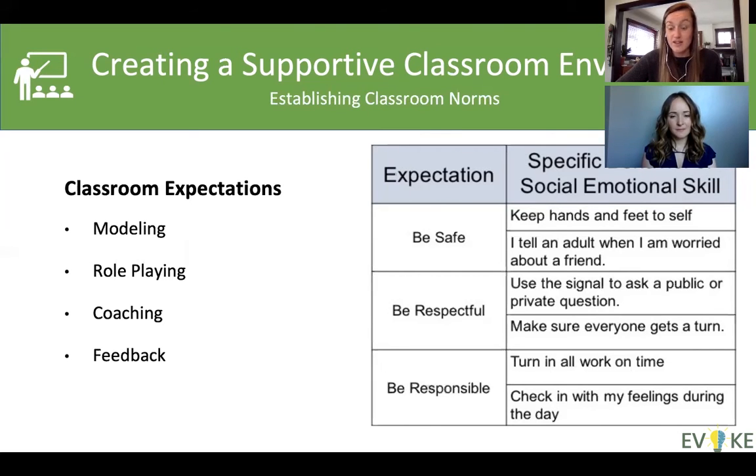What does it look like? How can the teacher coach students through this? And then again, giving specific feedback when you do see a student telling an adult when they're worried about a friend. So constantly reinforcing your classroom expectations, especially when they are aligned with social and emotional learning goals.